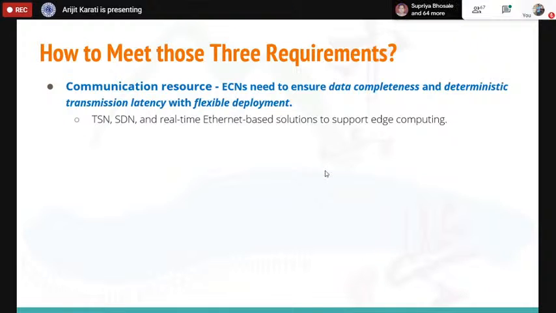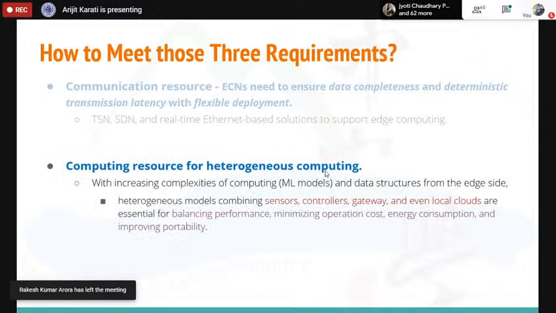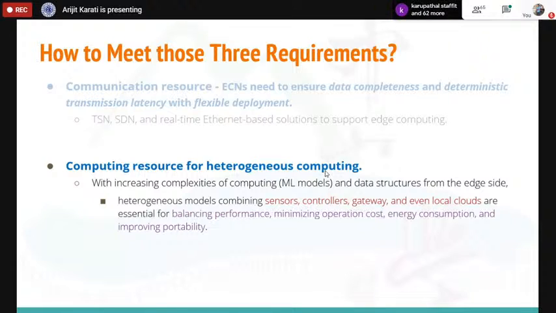For this, we have many modern communication protocols like TSN and SDN. TSN stands for time sensitive networking. SDN stands for software defined networking. These are very well-known communication protocols that we can use to achieve our three basic requirements. The next one is the computing resources for heterogeneous computing devices.